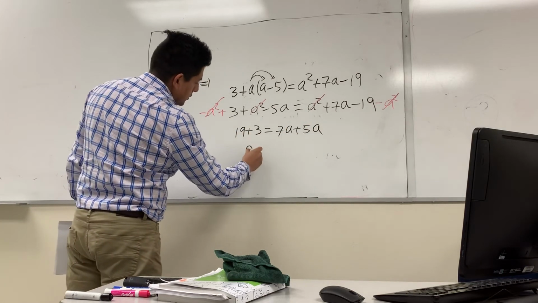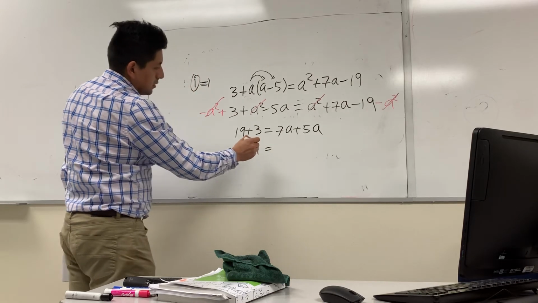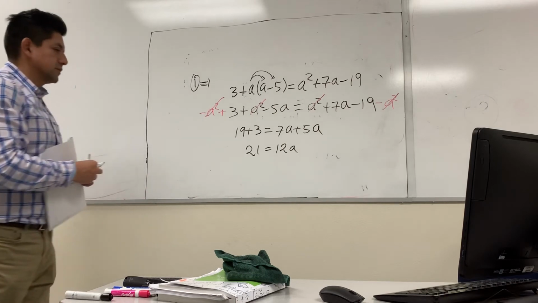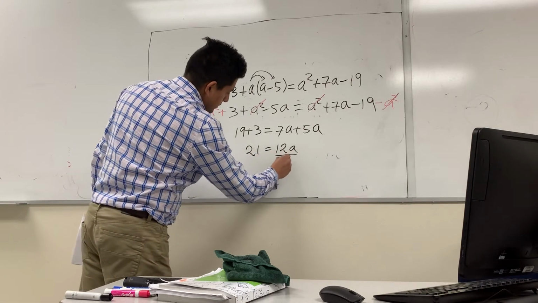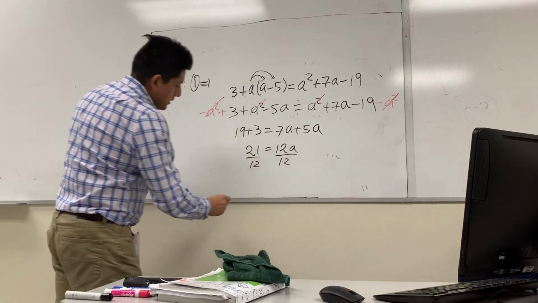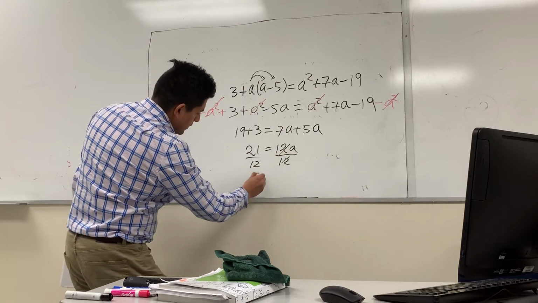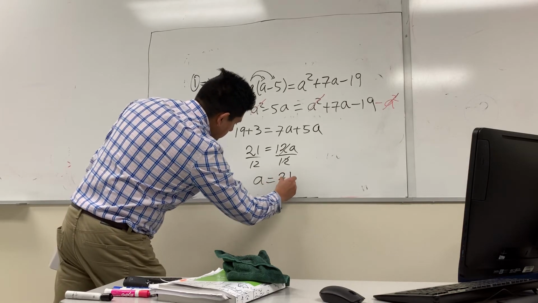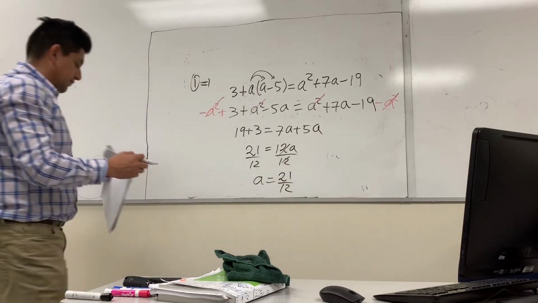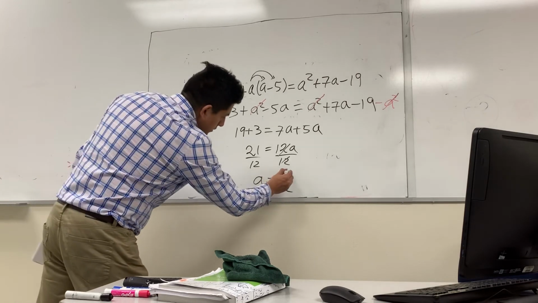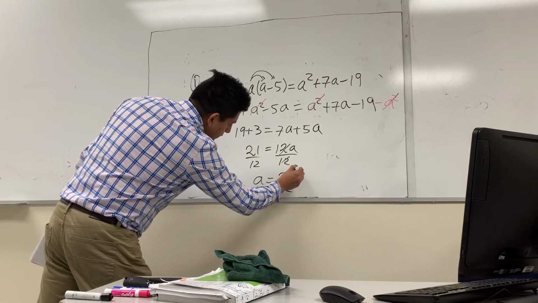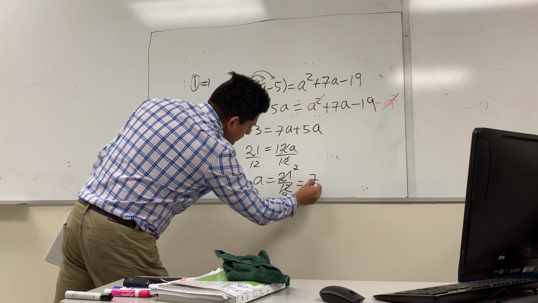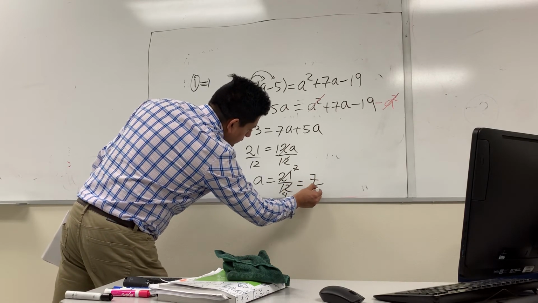So this becomes 21, and this becomes 12. Okay, so the last thing we gotta do is divide by 12 and cancel out. a is equal to 21 over 12. We can simplify this a little more. A third of 21, 7, and a third of 12 is 4. So this will become 7 over 4.